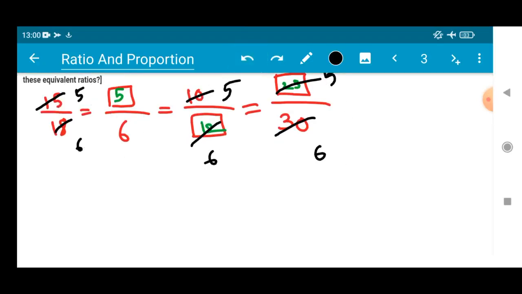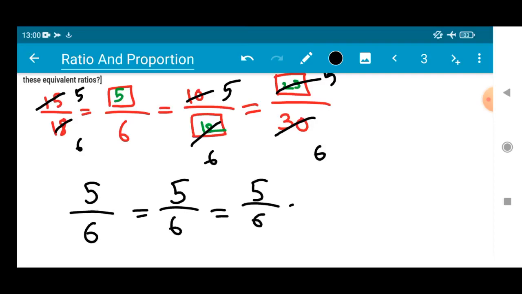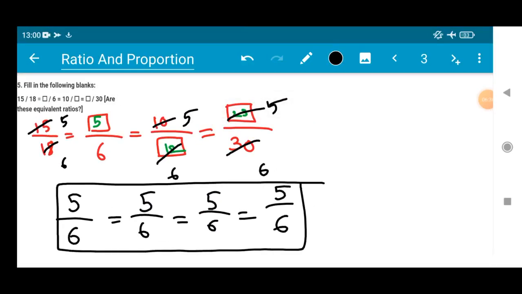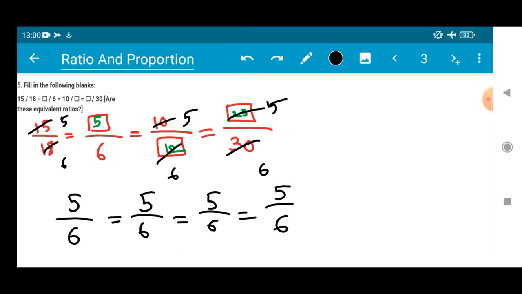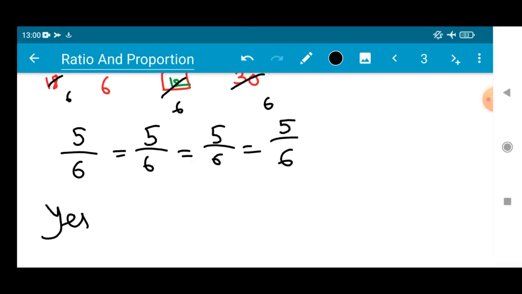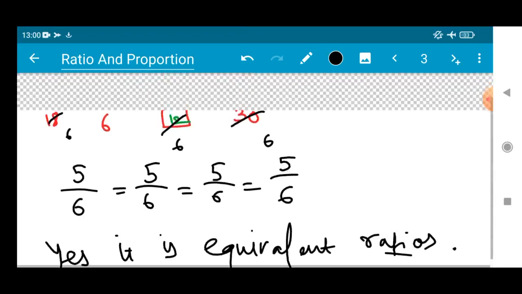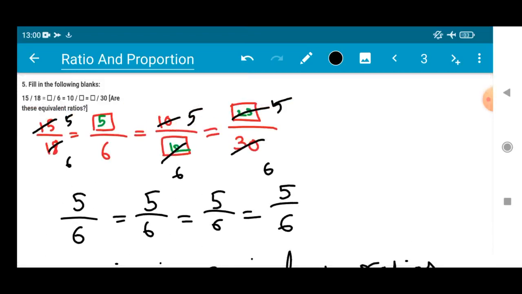What I have told you, whenever you have the same ratios, or the same fractional number, then this type of ratios or this type of fraction should be considered as equivalent ratios. So you will write, yes, they are equivalent ratios or equivalent fractions, isn't it? So it is a very simple thing. I hope you guys understood.